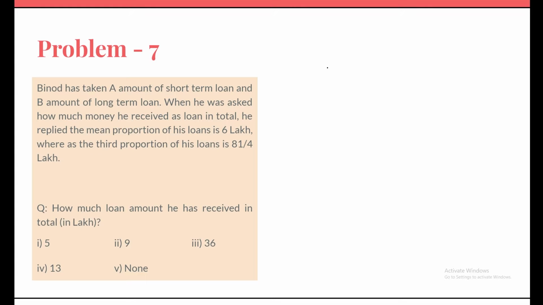So this is the problem number 7. Vinod has taken A amount of short-term loan and B amount of long-term loan. When he was asked how much money he received as a loan in total, he replied the mean proportion of his loan is 6 lakh, whereas the third proportion of his loan is 81 by 4 lakh. How much loan amount he has received in total in lakh?